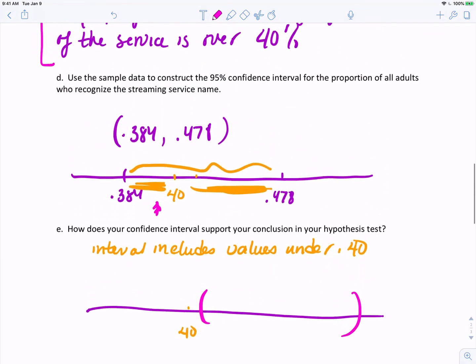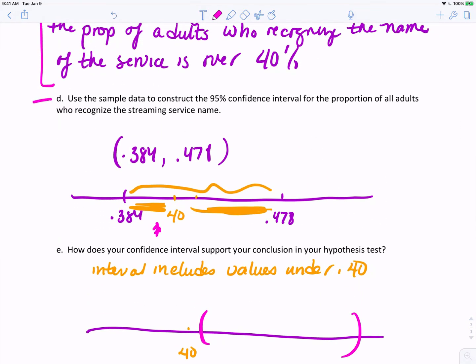You might wonder, does a hypothesis test and confidence interval always support each other? And the answer is yes. On a test, when I ask you a question like this, if you start writing things like, it doesn't support my conclusion, go back and check your work, because a confidence interval approach and a hypothesis test approach always have to lead you to the same conclusion.